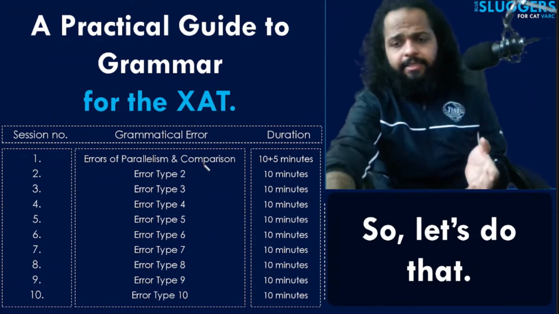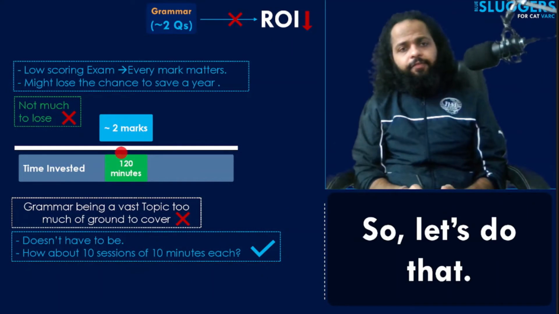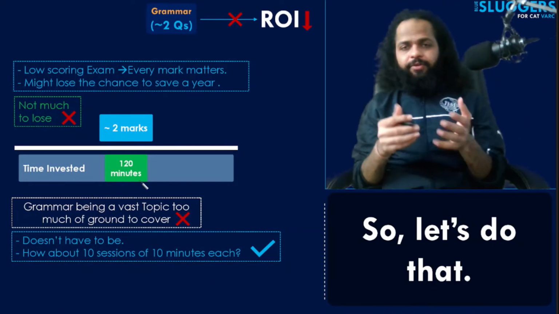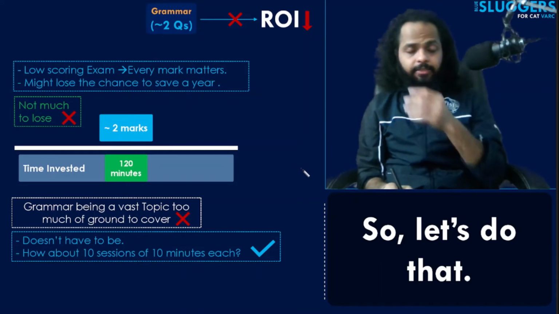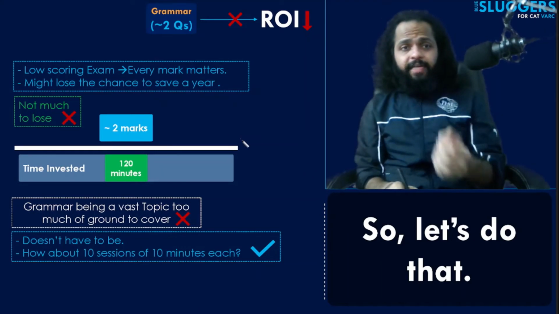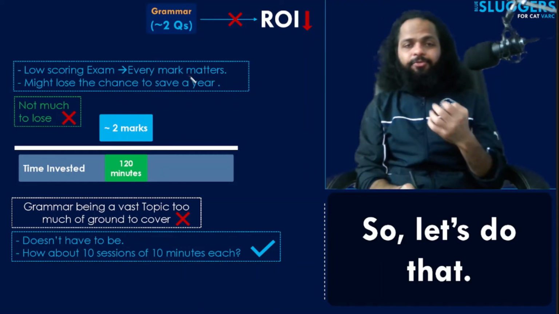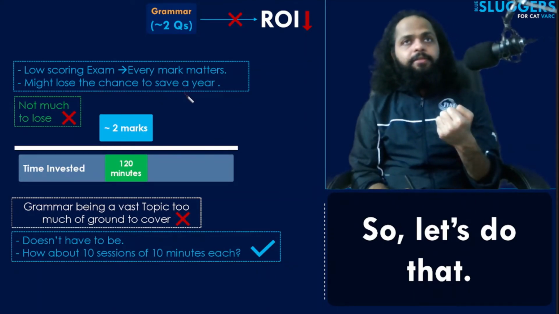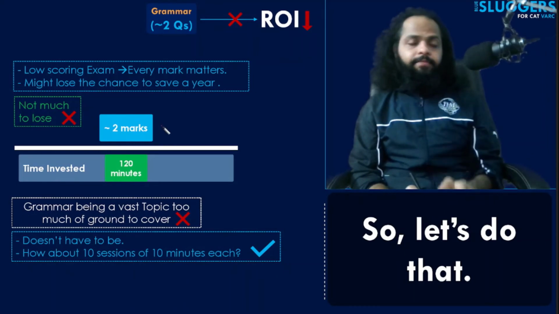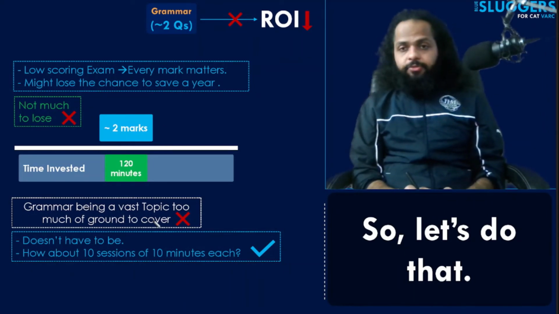Right, in that case, it should definitely make sense to invest at least 120 minutes in the next 7 to 8 days, whatever time you have remaining, depending on when you're watching this video. It does make sense to invest that amount of time for ensuring that you at least have some chance of getting these 2 marks right. So yeah, that's what we're gonna do.